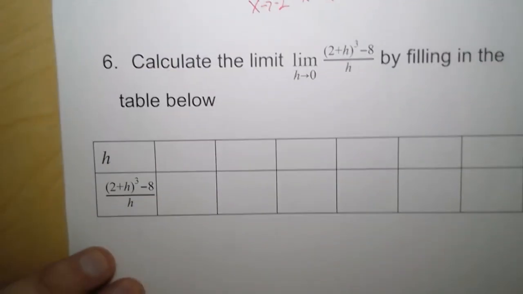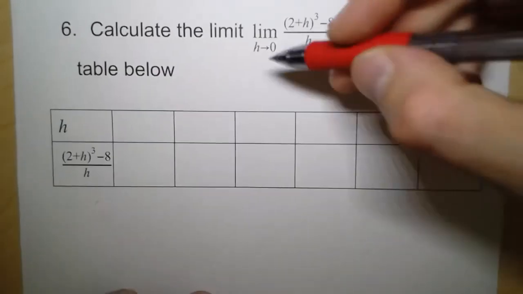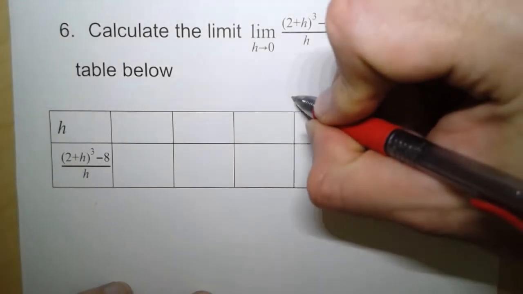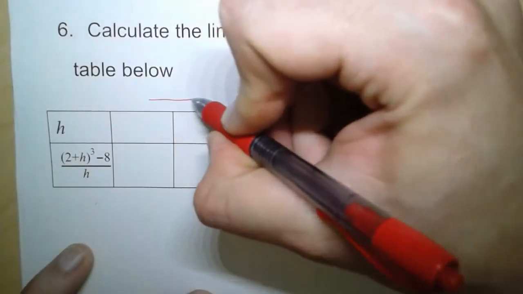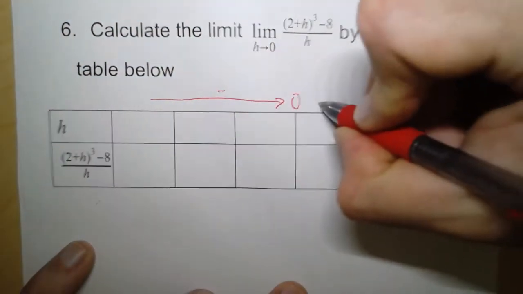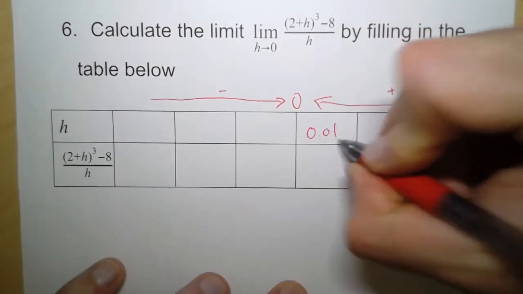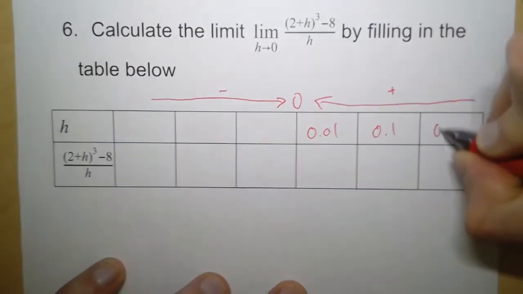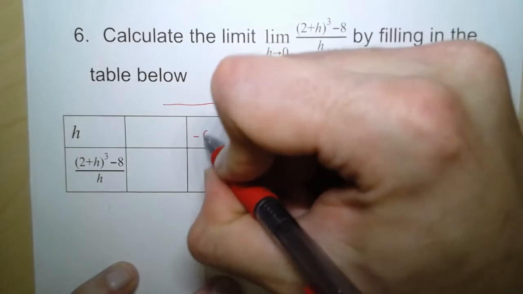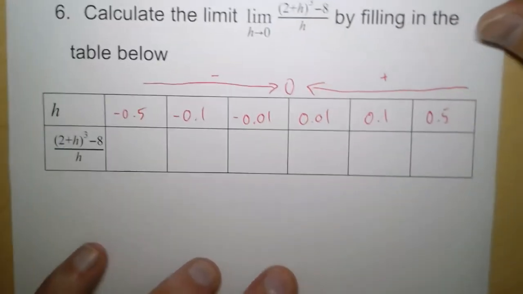Now looking at number 6, we have h instead of x, but that's okay. We're approaching 0. Now we're not approaching it from the positive or the negative, we're approaching from both sides. So 0's in the middle of our table. We're going to approach it from the negative and from the positive side. So we have 0.01, 0.1, 0.5, -0.01, -0.1, -0.5. These are the numbers that I'll use.